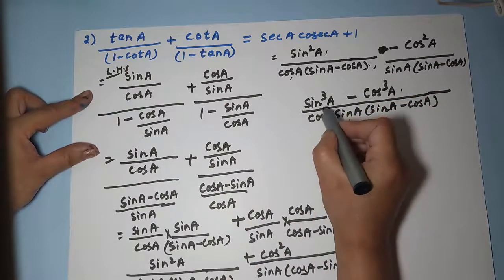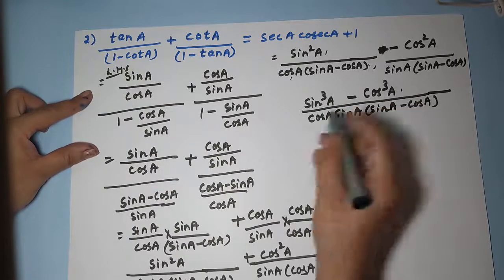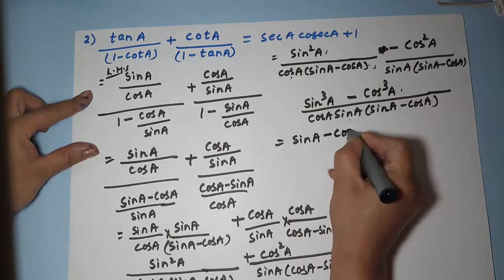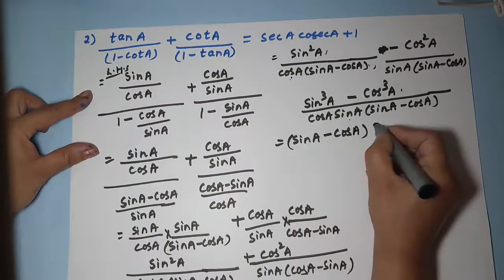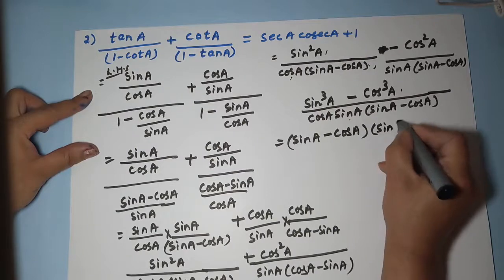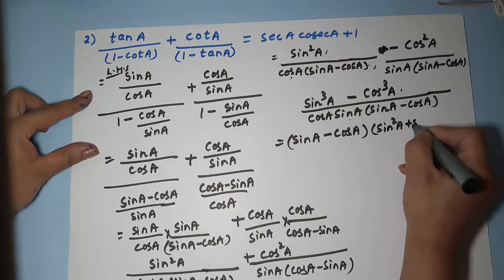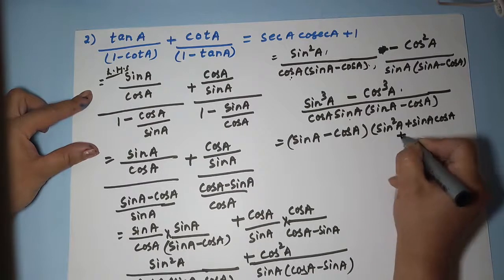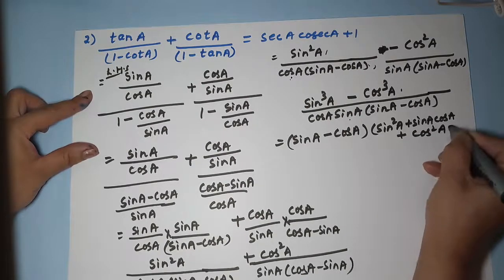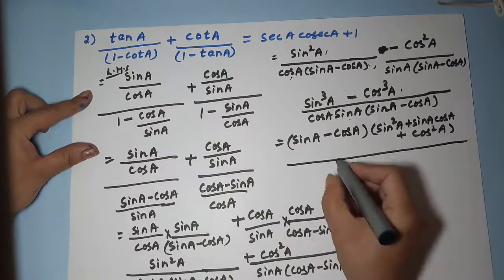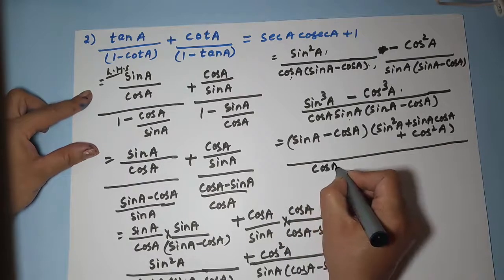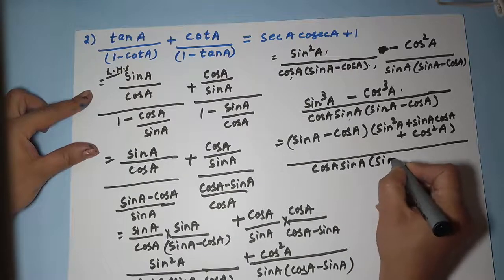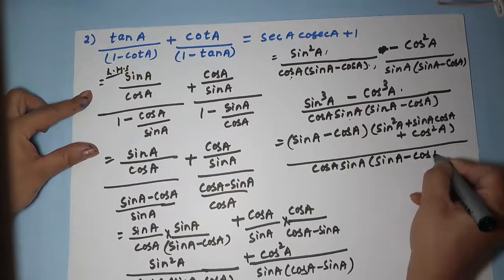Now we can apply the identity A cube minus B cube is equal to A minus B into A square, which is sine square A, plus AB, sine A cos A, plus B square, which is cos square A, right? And in the denominator I have cos A sine A into sine A minus cos A.